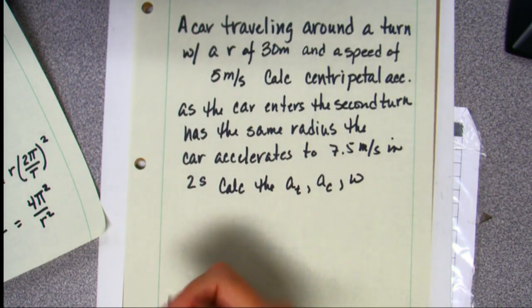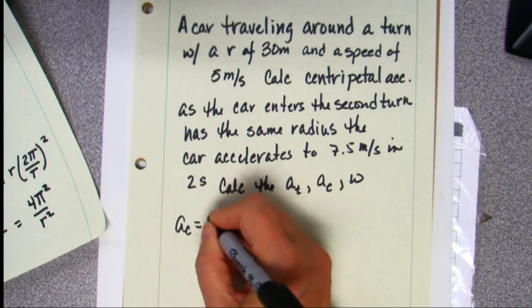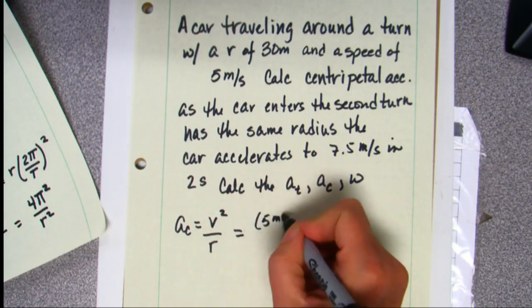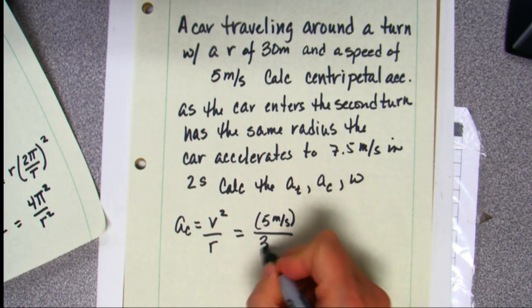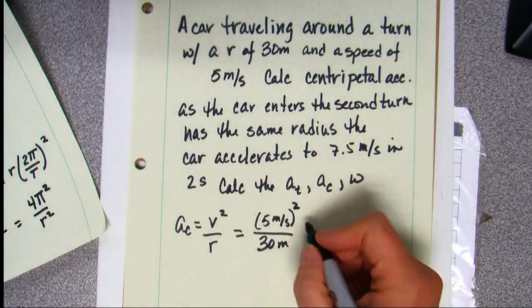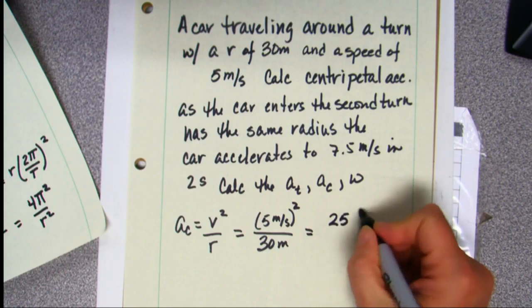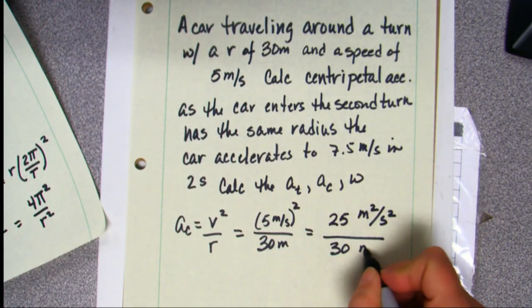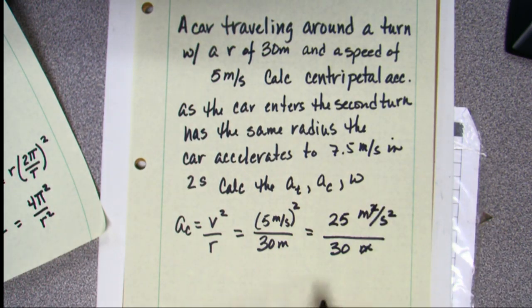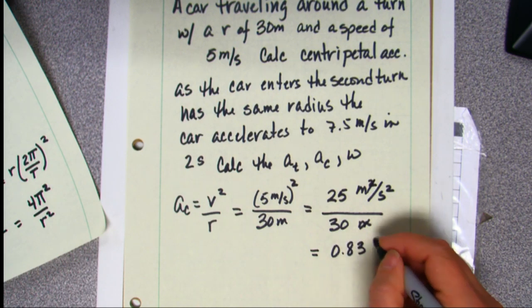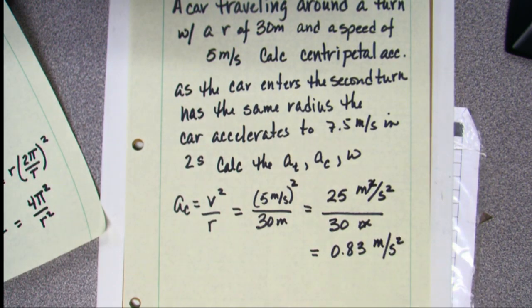So my first thing is the centripetal acceleration, A C is equal to v squared over r. We go in at 5 meters per second, squared. We have a 30 meter radius. That becomes 25 meters squared per second squared divided by 30 meters. Meters cancel. I've got an acceleration. That makes me feel good. And I get 0.83 meters per second squared.